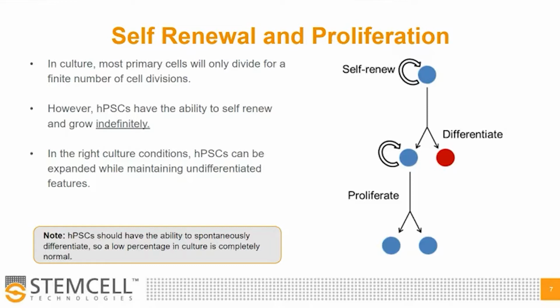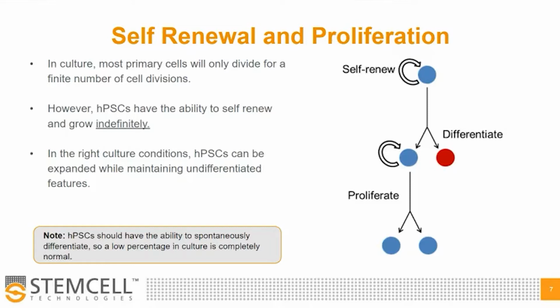In the right culture conditions, hPSCs can be expanded while maintaining undifferentiated features. In vitro, the environment must be conditioned in order to mimic the in vivo environment. Therefore, a substrate to attach to and nutrients, as well as the homeostasis of the in vivo environment, are mimicked in vitro with a matrix, specialized media, and the incubator, respectively.